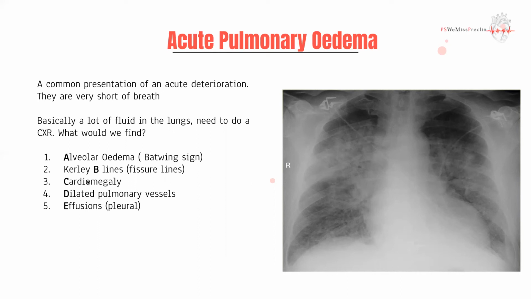You may have curly B lines, which are these fissure lines. As you know, you have different lobes, and normally you should not be able to see the fissure lines, but that can commonly be seen with APO, because again, you have fluid in those lines. Cardiomegaly, especially with heart failure with reduced ejection fractions, you can have dilated pulmonary vessels, which are very hard to spot, but it can often be, again, because of that backflow. And pleural effusions are another big one. And for that, we look at the costodiaphragmatic angles and the cardiophrenic angles.